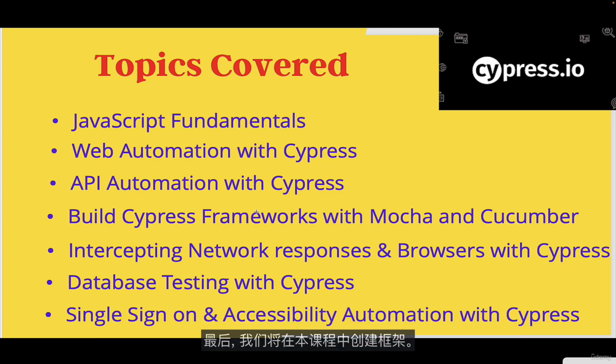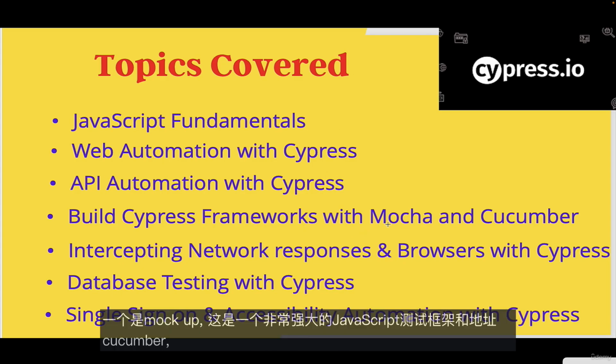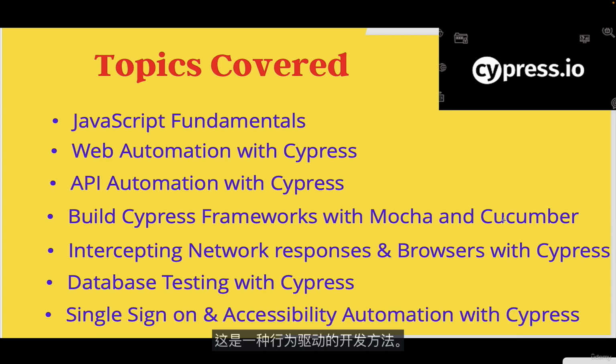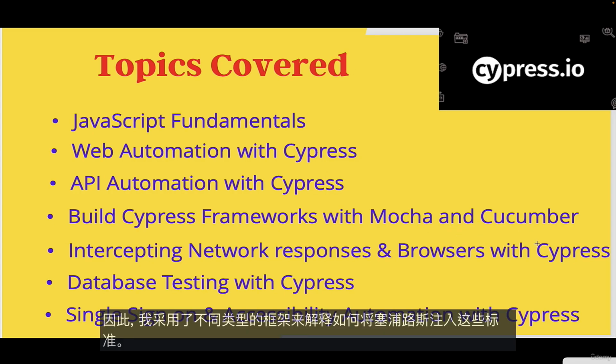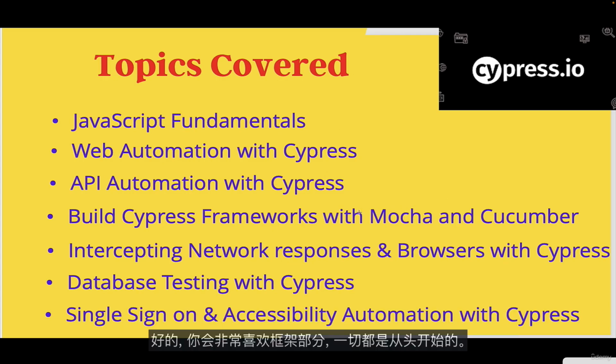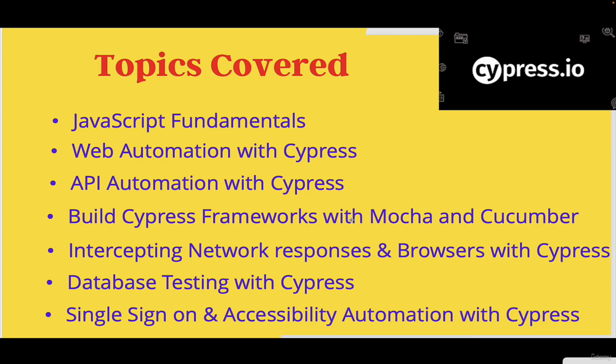And finally, we will create frameworks. In this course, I have shown 2 frameworks. One is Mocha, which is a very powerful JavaScript testing framework, and another is Cucumber, which is a behavior-driven development approach. So I have taken 2 different kinds of frameworks to explain how you can inject Cypress into these standards. Okay, you will really enjoy the framework section, and everything is taken care of from scratch.